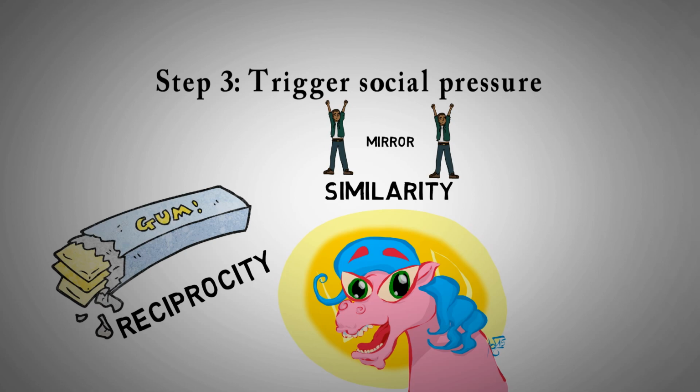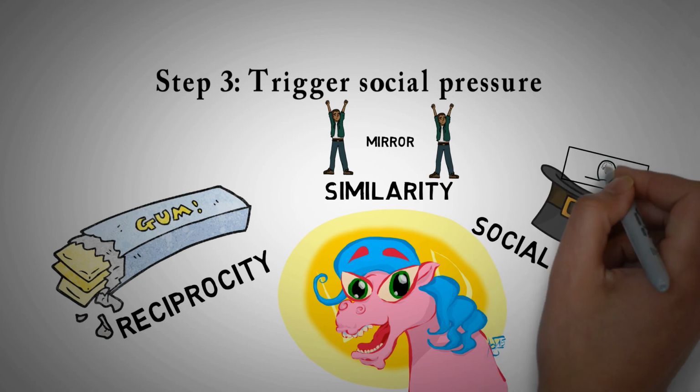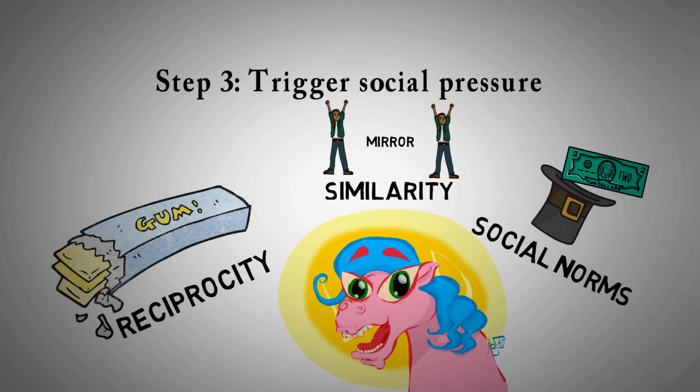And lastly, since most people want to follow social norms, you could take advantage of this. If you are a busking musician on the street, then putting some money in your hat before you start will make it seem like it's the norm to offer you money.